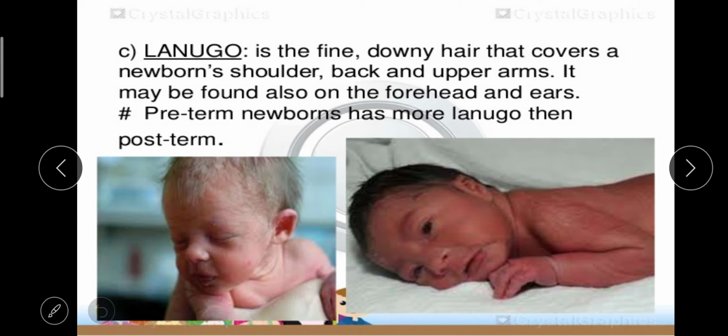Next is lanugo. It's a fine and downy hair that covers a newborn's shoulder, back, and upper arm. It may be found also on the forehead and ears. A preterm newborn has more lanugo than a postterm one. It's like small hair over the baby's body.